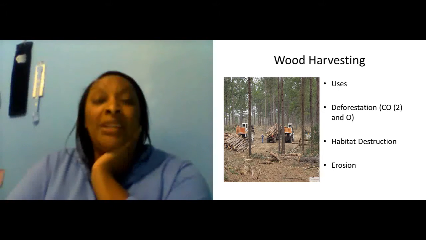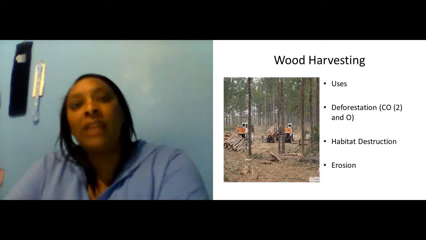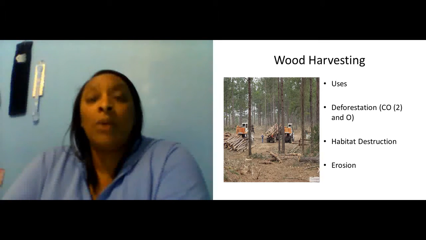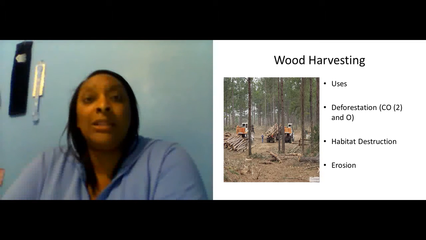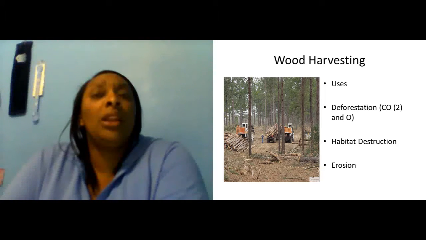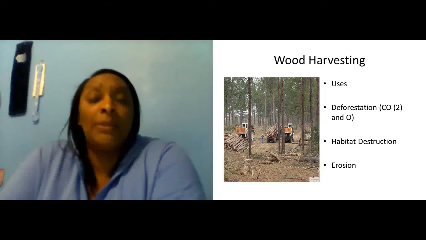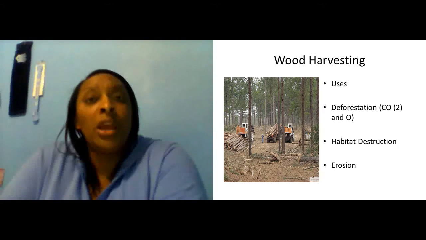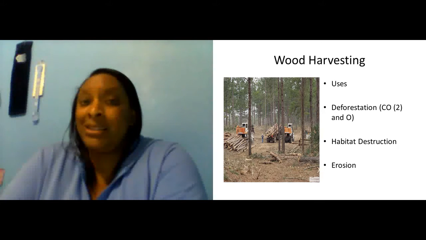Also, habitat destruction. So the habitats of these animals are being taken away from them. So that's now why we see deer in some neighborhoods. Seems a little random to have deer running around the neighborhood. Well, they don't have any room. They don't have any place to go. Most likely where they are is where their habitat was at the time. So wood harvesting has some pros, as it gives us the products we need, but it definitely has some cons as well.